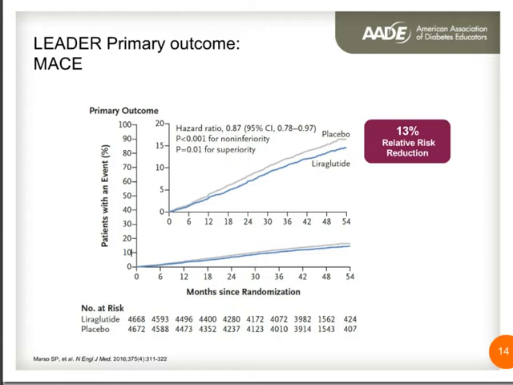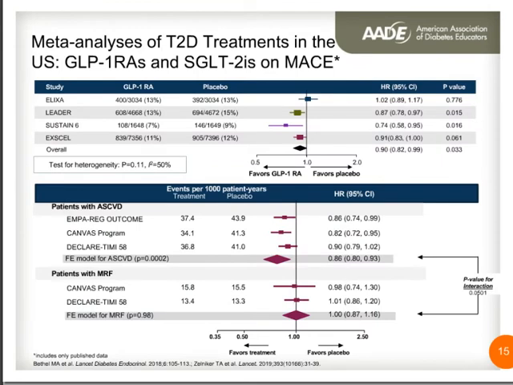I won't be showing you the Kaplan-Meiers of each of the trials that have read out, but there is a similarity in the direction and magnitude overall. So a couple of meta-analyses were published to help synthesize the learnings from these trials within each class, and to also help dictate where their place in therapy should be for type 2 diabetes management.